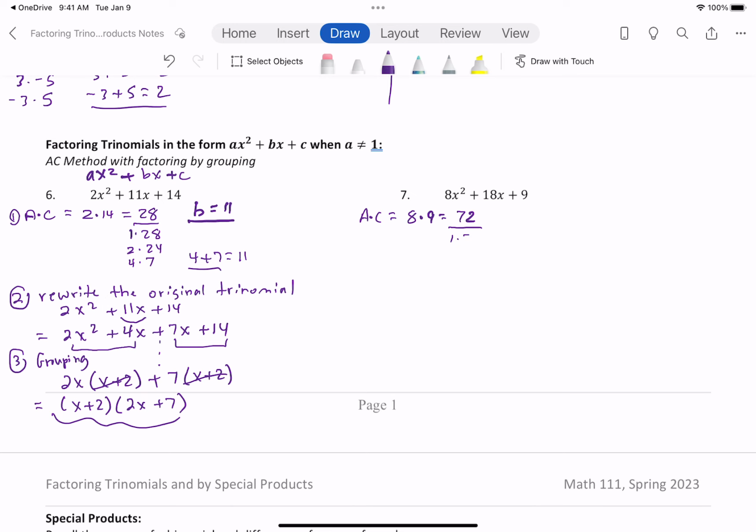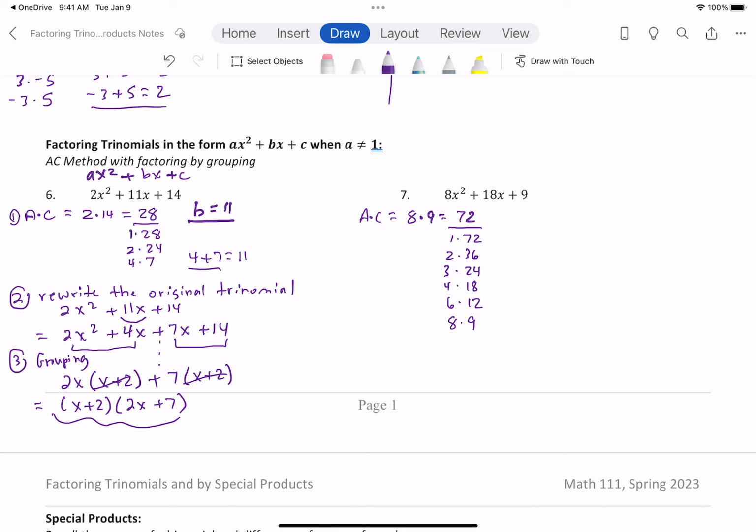So the first one is 1 times 72. The next one is 2 times 36. The next one is 3 times 24. The next one is 4 times 18. 72 is not evenly divisible by 5. The next one is 6 times 12. It's not evenly divisible by 7. The next one is 8 times 9. And if we keep going, the factors are going to start repeating again at this point.